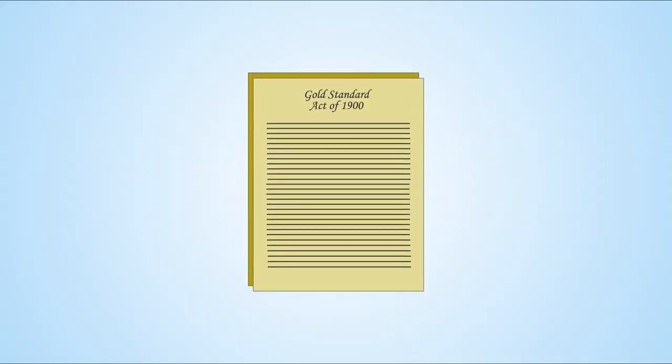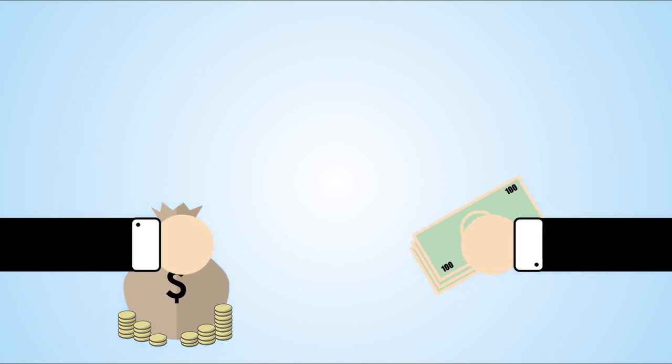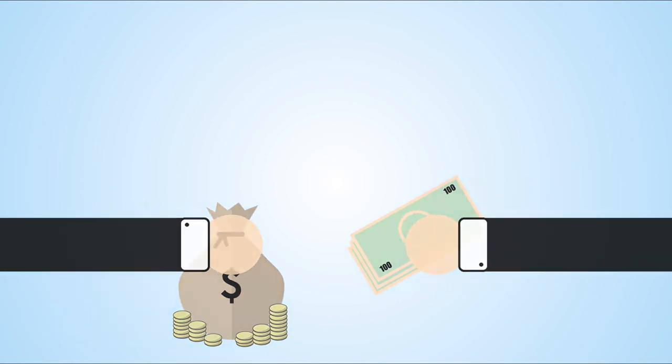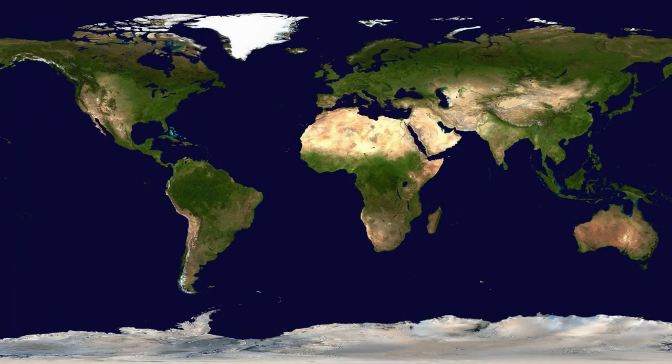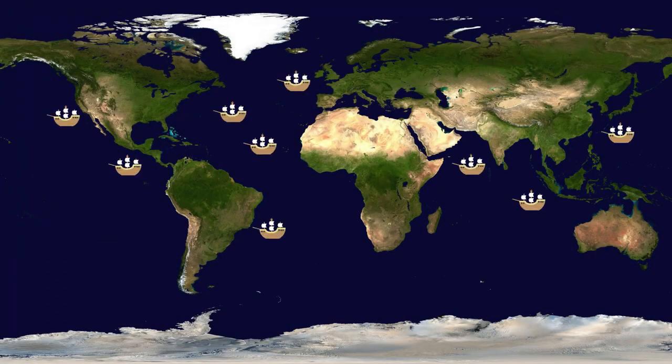At the beginning of the 20th century, the Gold Standard Act of 1900 made gold the only metal to be exchangeable for paper currency and set the value of an ounce of gold at $20.67, which is almost $650 today, accounting for inflation. The gold standard allowed the world trade market to expand rapidly.